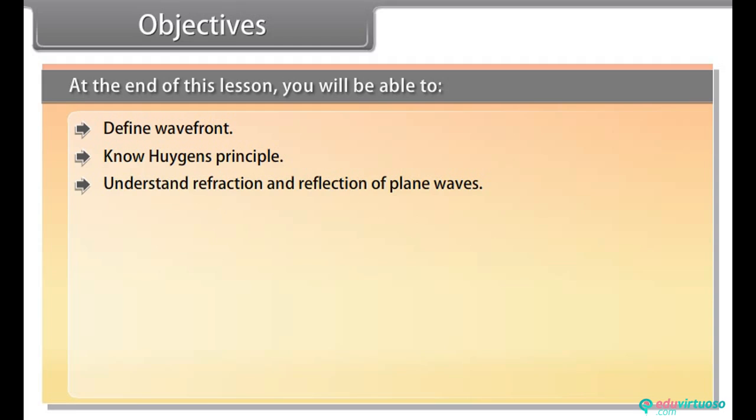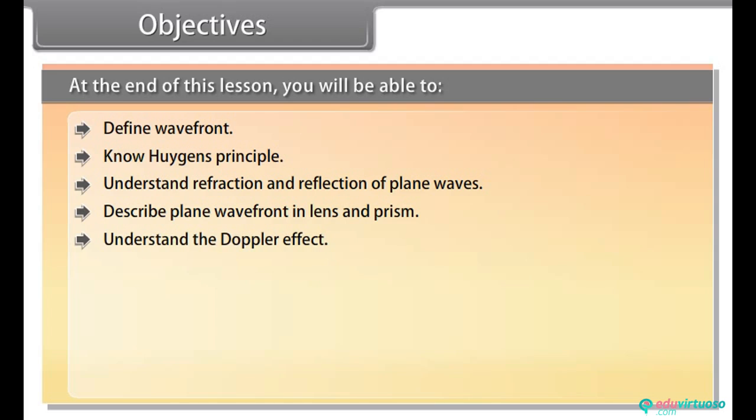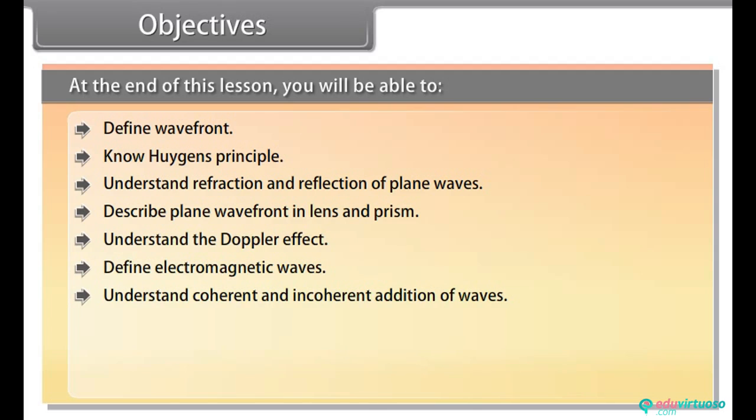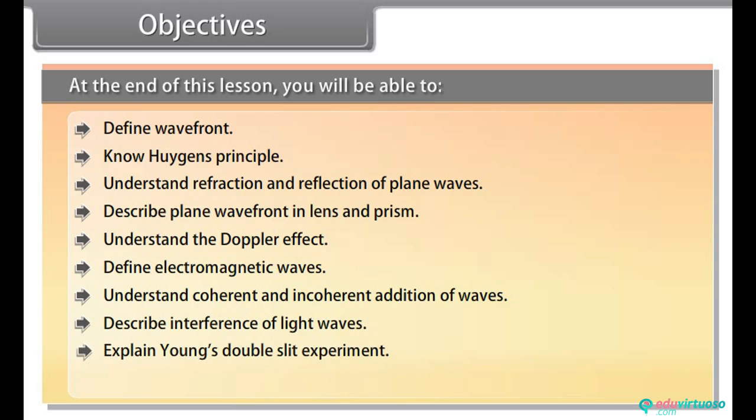Objectives. At the end of this lesson, you will be able to define wavefront, know Huygens principle, understand refraction and reflection of plane waves, describe plane wavefront in lens and prism, understand the Doppler effect, define electromagnetic waves, understand coherent and incoherent addition of waves, describe interference of light waves, explain Young's double-slit experiment, explain conditions for sustained interference.